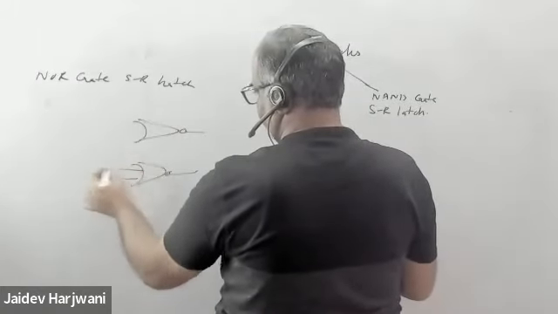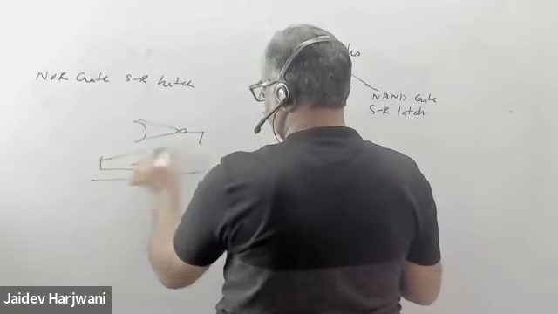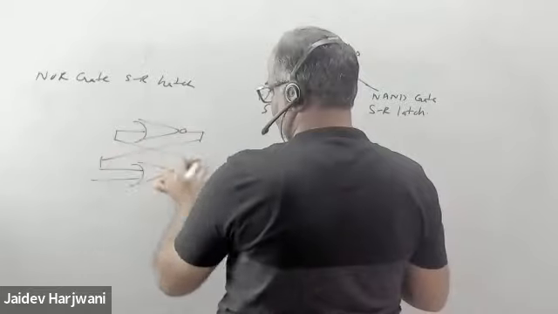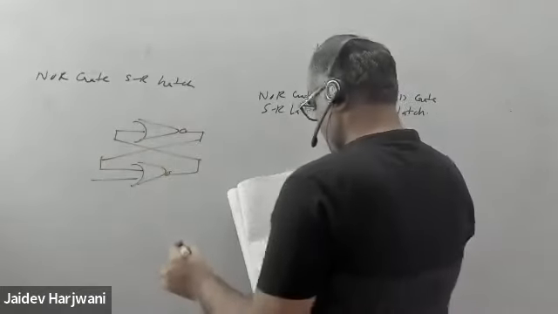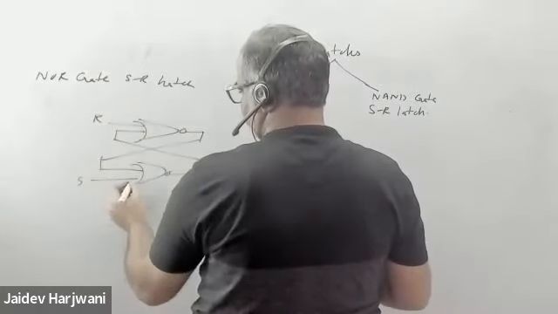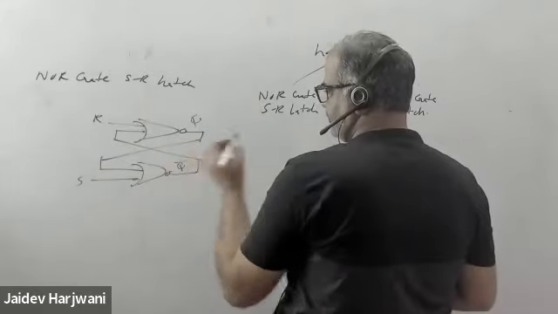One is output, one is input, the others are outputs. Similarly for this one. They are connected like this, and you have two more inputs. Say this is R and this is S. So this is your Q and this is your Q bar.